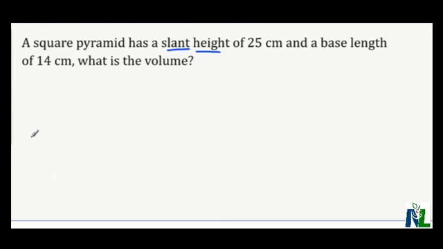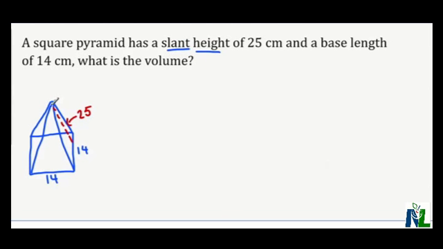What is the volume? So if I draw the base here now, a square bottom, and then the sides, I'll write down 14 and 14 because it's a square. Now because the slant height is 25, that goes along here along the side of the object. That is 25. Now because the volume formula requires the height, which is down the center of the object, we're going to need to calculate that.